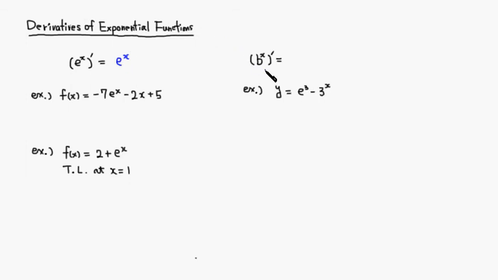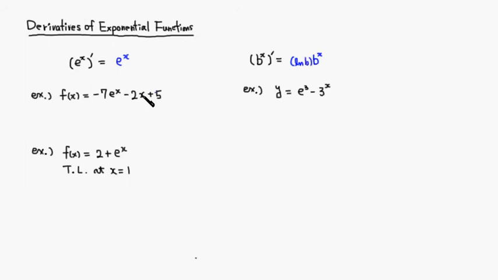And if you have a base other than e, it's slightly different. So the derivative of, say, b to the x is going to be itself, b to the x, multiplied by the natural log of the base.